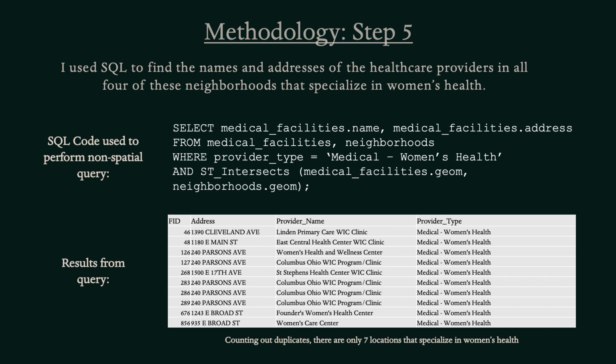And then I exported the results into another table, which I then screenshotted and put onto the slide. Counting out the duplicates, there are only 7 healthcare providers between Milo Grogan, North and South Linden, and Near East Columbus that provide specialized care for women.